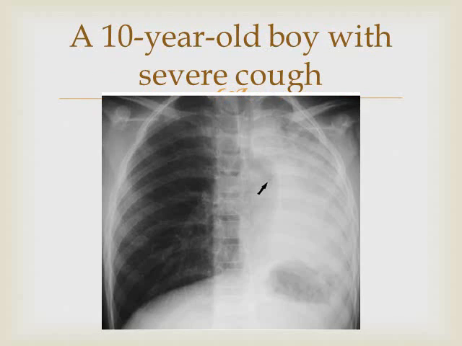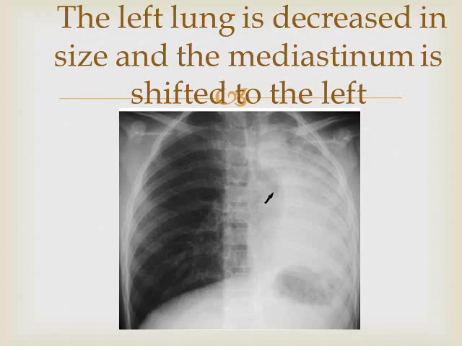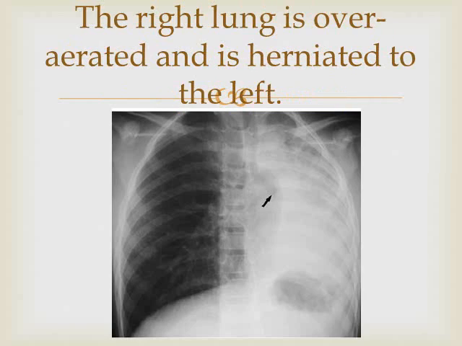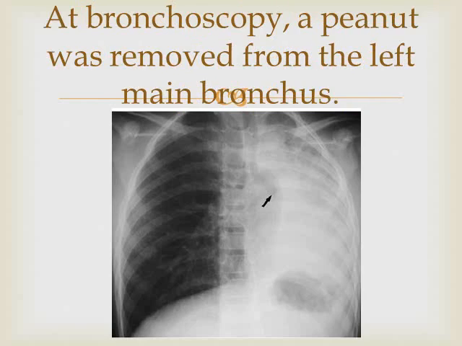A 10-year-old boy presented with severe cough. The left lung is decreased in size and the mediastinum shifted to the left. The air-filled left main bronchus is interrupted abruptly. The right lung is over-aerated and is herniated to the left. At bronchoscopy, a peanut was removed from the left main bronchus.